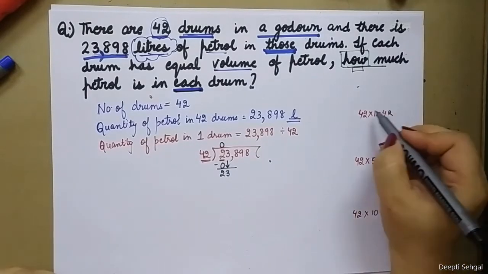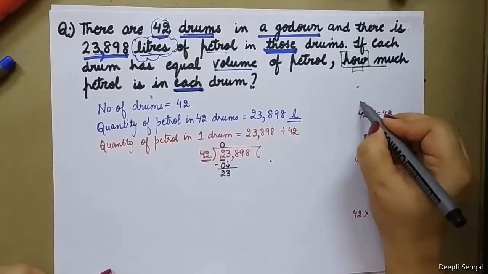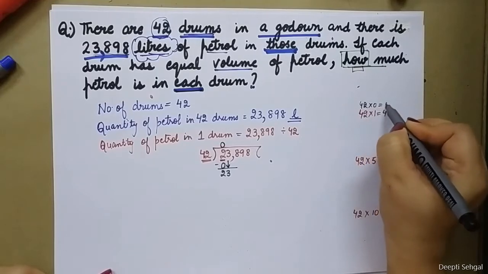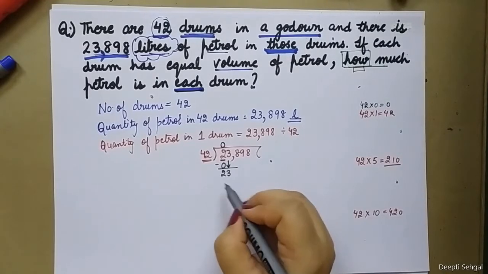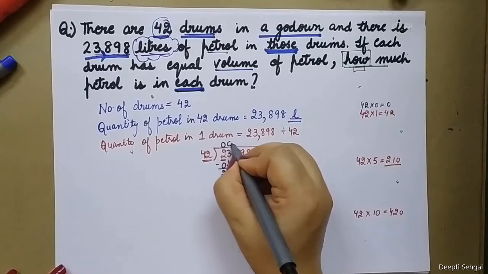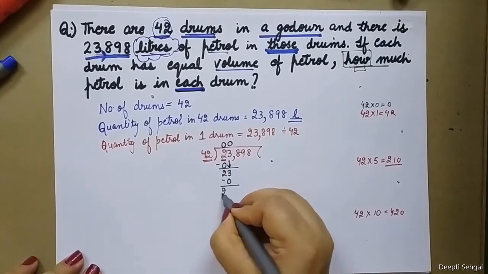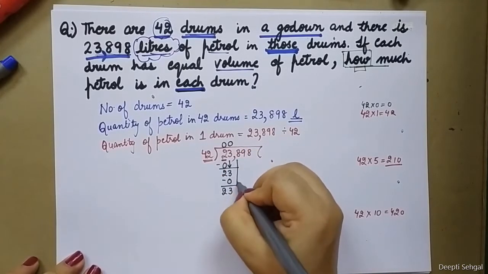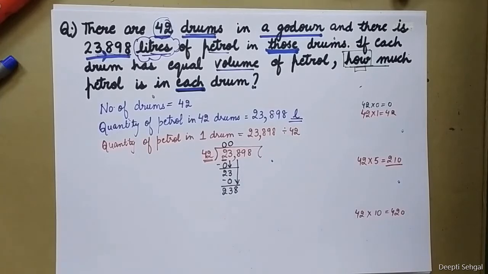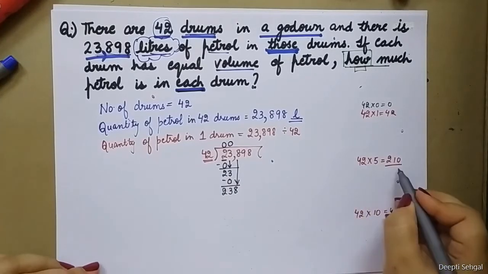Now in the table of 42 we have 42 ones are 42. So 42 multiplied by 0 is 0. So again 23 is smaller than 42. So I will take again 42 zeros are 0. So when I subtract I will get 23. Now I am bringing down 8. So my number is 238, which is closer to this.